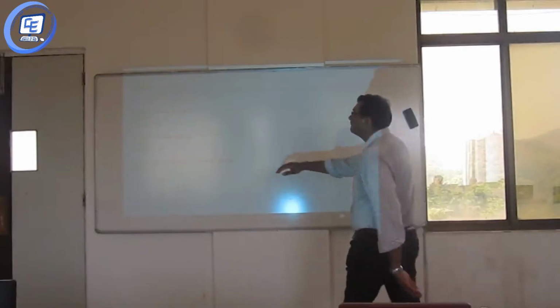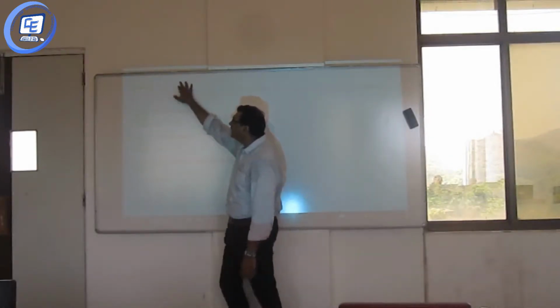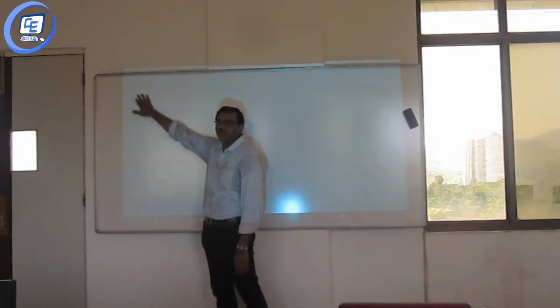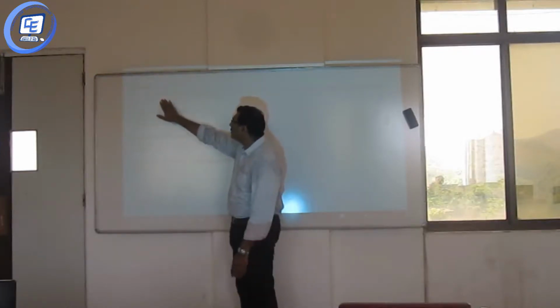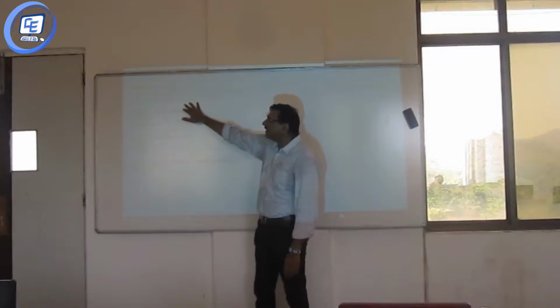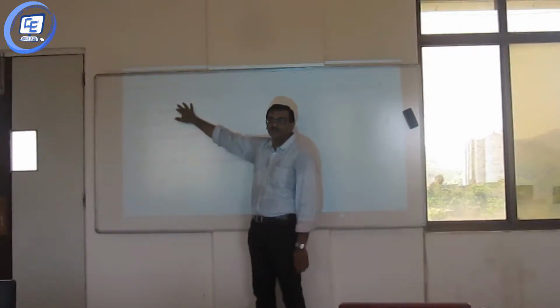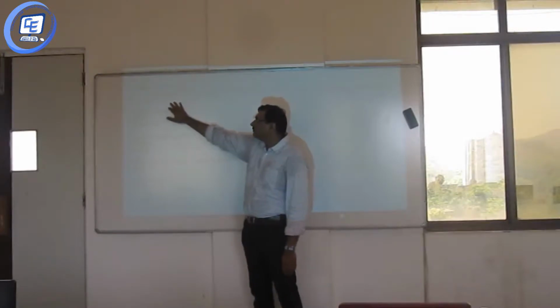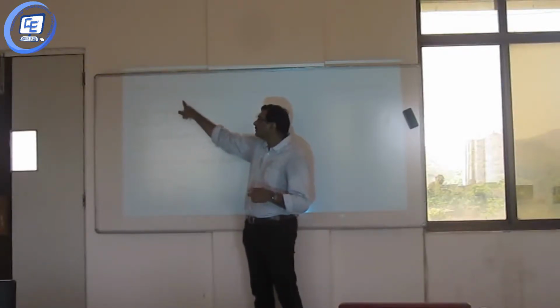Now here, import numpy as np. So I am defining 2 arrays over here. Can you tell me what is the size of B? How many rows, how many columns? B is 1 row, 3 columns.